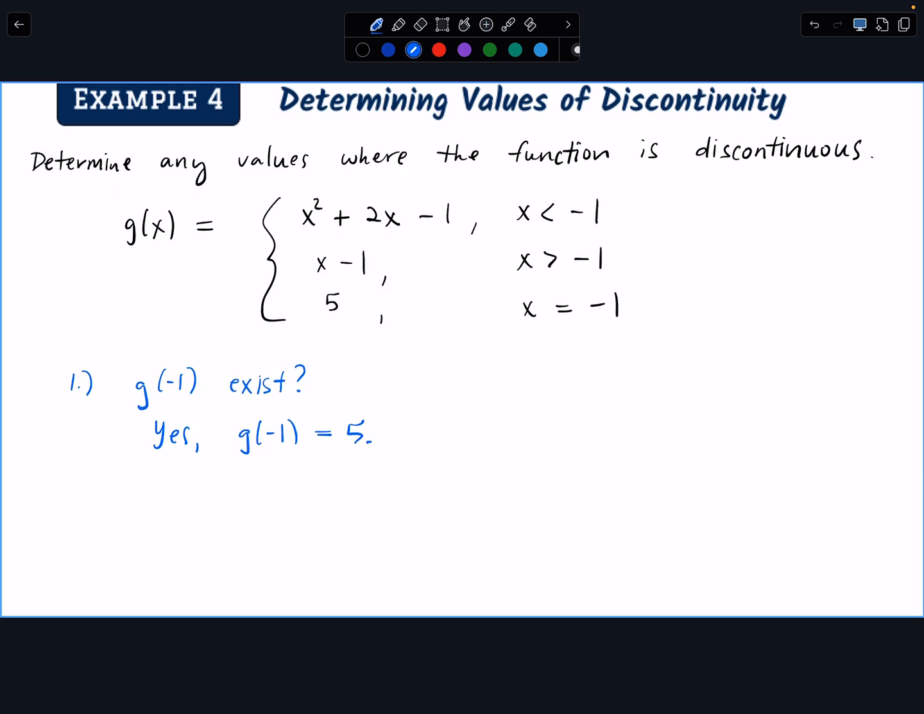What else do I need to check? The limit exists. So I have to check the left and the right. Which one's the left, top or middle? Top, okay? So step 2, does the limit as x approaches -1 of g of x exist? To check that, the limit as x approaches -1 from the left of g of x is equal to, I can plug -1 into here.